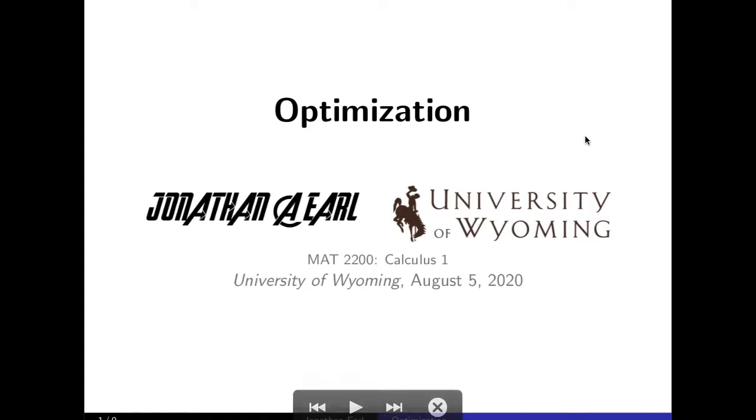Alright everyone, so we want to continue our conversation on using derivatives for various different applications. The next thing that we're going to do is use derivatives for what are called optimization problems. So we're going to use these for finding maximums and minimums in more word problems now.